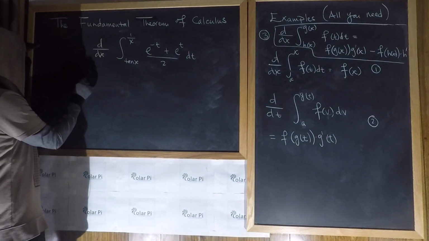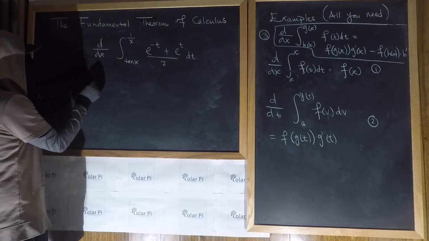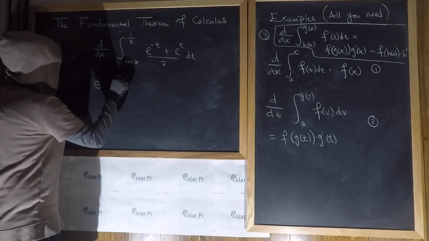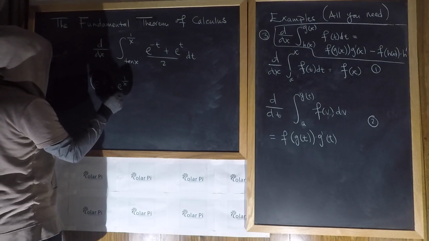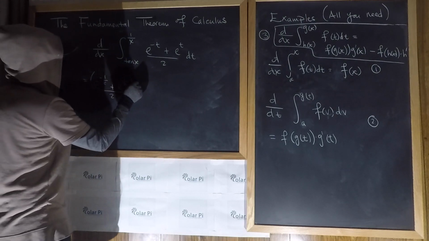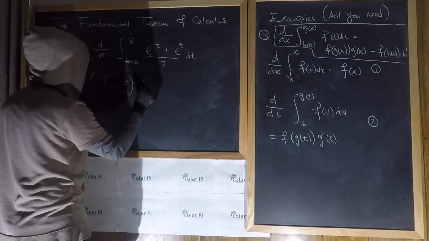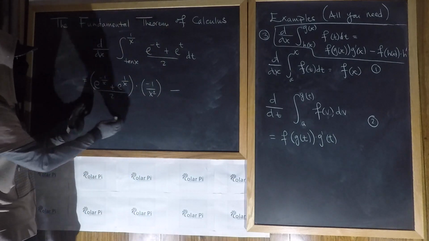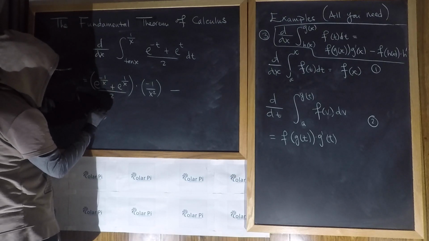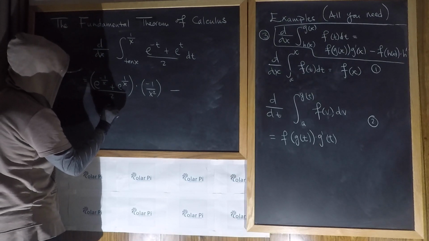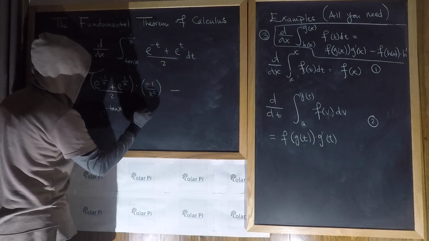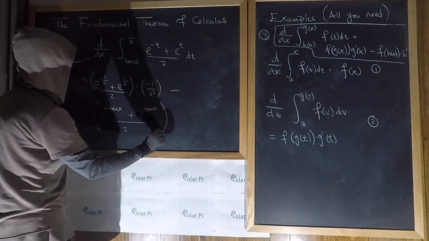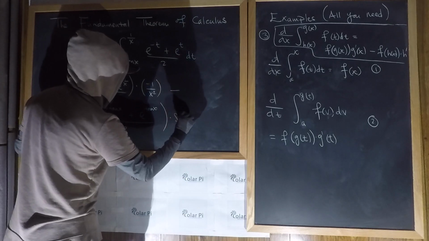Okay, so what are we going to do here? We're going to say that this is equal to e to the minus 1 over x plus e to the 1 over x, all over 2, right? And then this times the derivative of 1 over x, which is negative 1 over x squared, and then minus, the rest of it I'll write over here in the interest of space, e to the minus tan x plus e to the tan x, all over 2, and then times the derivative of tan x, which is sec squared x.